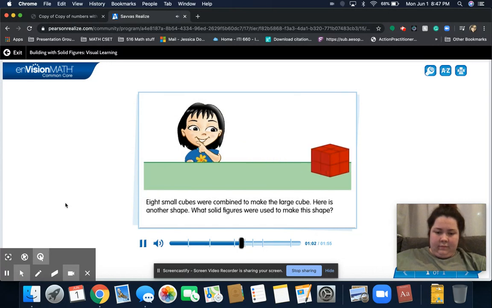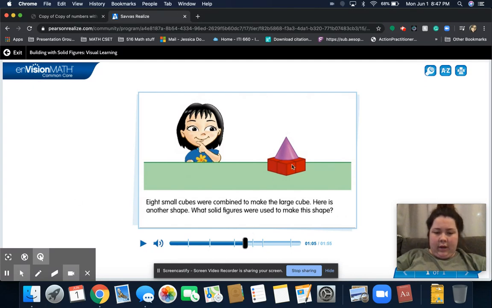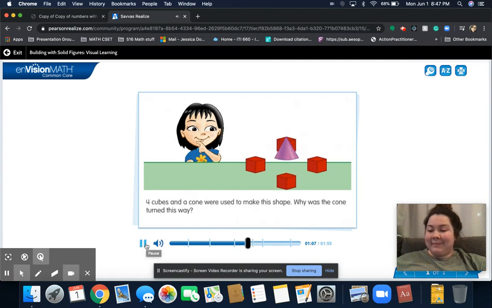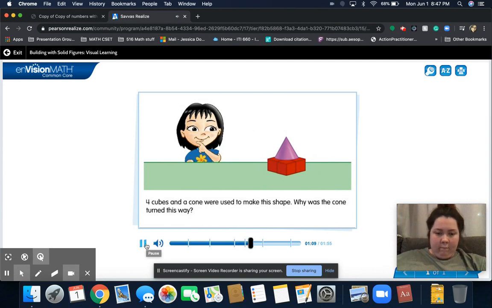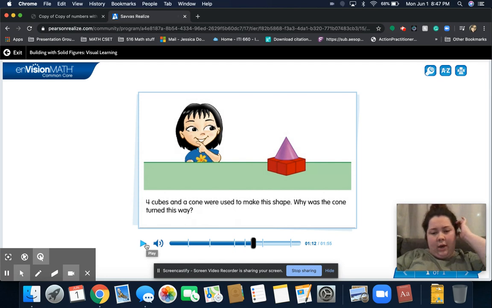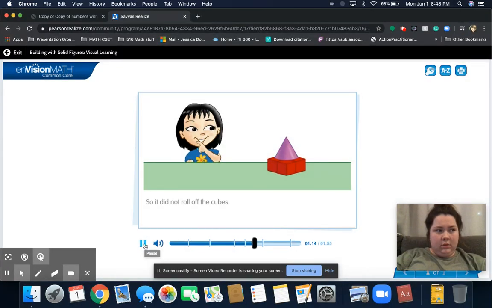Here is another shape. What solid figures were used to make this shape? What do you think we see here? I see some cubes. And then what purple shape is that, scholars? 4 cubes and a cone were used to make this shape. Why was the cone turned this way? Why do you think we turn the cone that way? If we put it on its side, what would it be like, scholars? So it did not roll off the cubes.